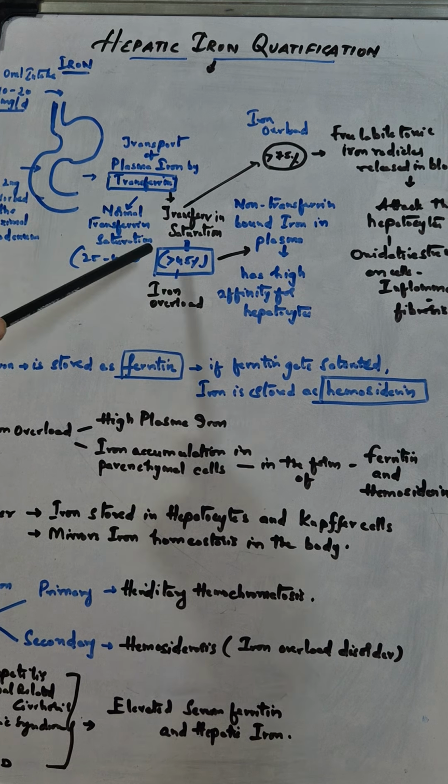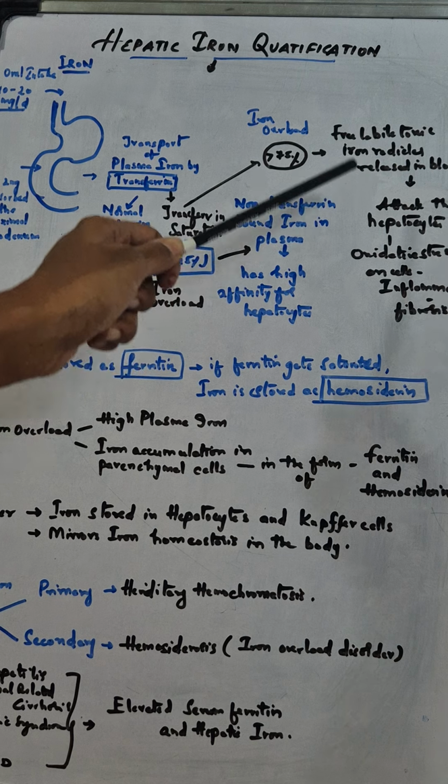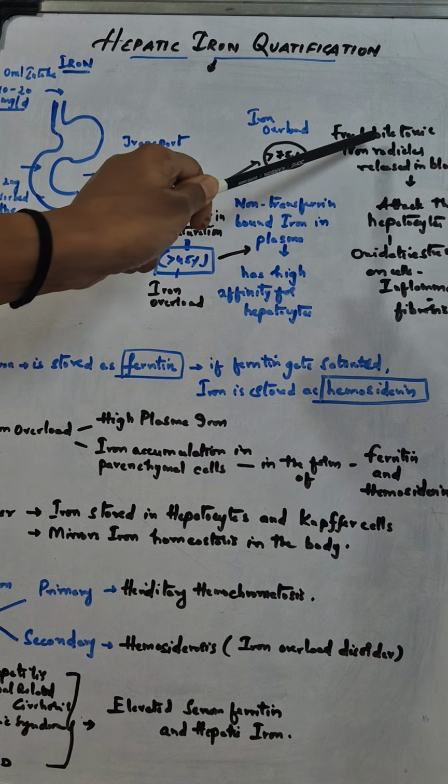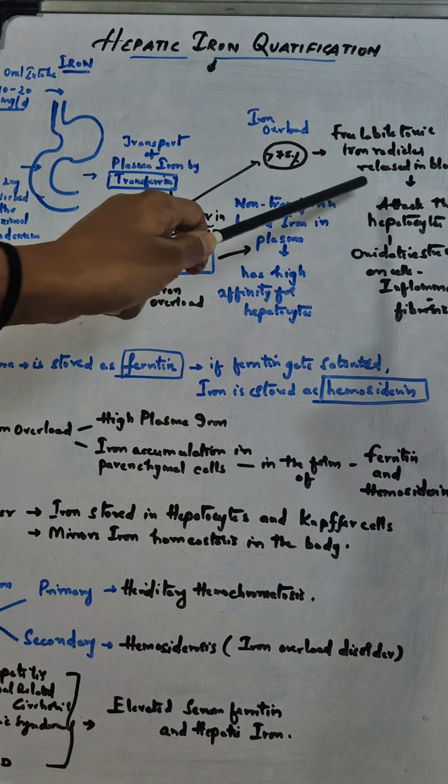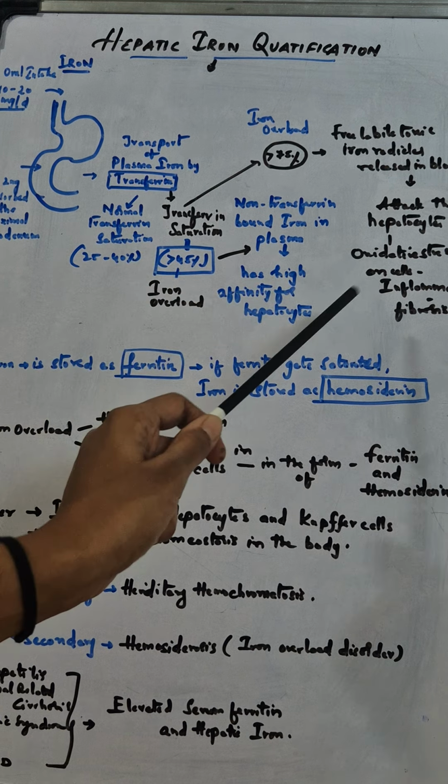If the transferrin saturation is more than 45%, and more than 75%, both in iron overload, remember normal transferrin saturation is 25 to 40%. Here if it is more than 45%, what will happen? More than 75%, what will happen? If it's more than 75%, in the blood we have free labile toxic iron radicals. They get attracted to the hepatocytes. In the hepatocytes they cause oxidative stress on the cells, inflammation and fibrosis.